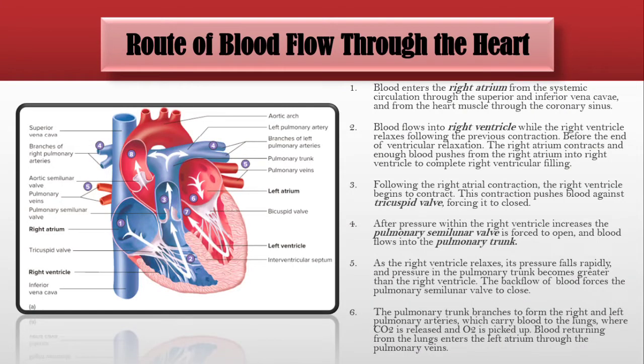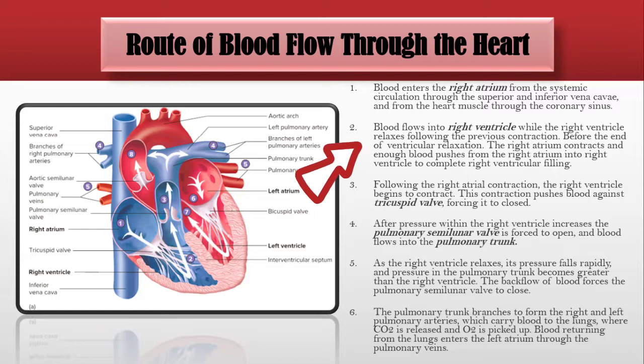Even though blood flow is described for the right and the left side of the heart, it is important to understand that both atria contract at the same time, and both ventricles contract at the same time. This concept is most important when considering the electrical activity, pressure changes, and the heart sounds. Blood enters the right atrium from the systemic circulation through the superior and inferior vena cava, and from the heart muscle through the coronary sinus.